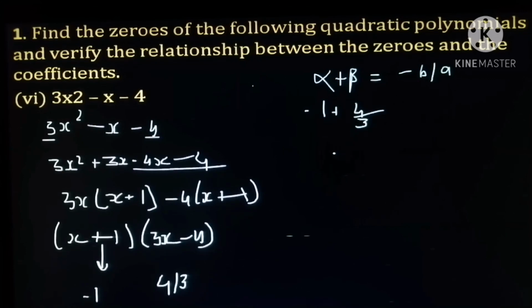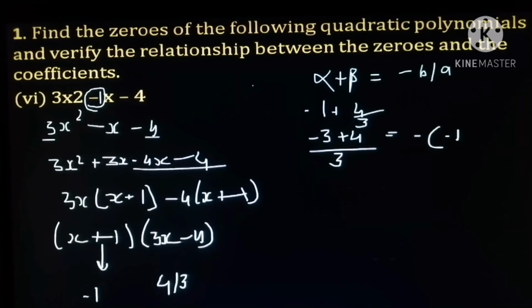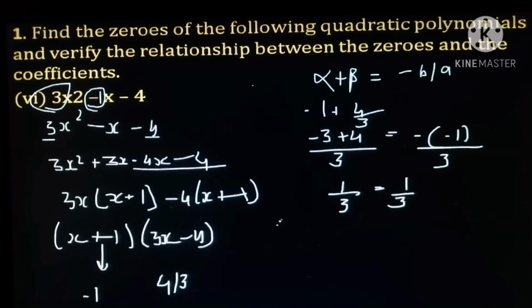Let's solve this first. LCM is 3. 3 1s are 3, so you'll multiply this by 3. So negative 3 plus 4 should be equal to minus of b, the coefficient of x. So the coefficient of x can be written as minus 1. Okay, so you have minus of minus 1 upon a, that is 3. Minus 3 plus 4 will give you 1 by 3, and this should be equal to minus into minus is plus 1 by 3. Relationship verified.